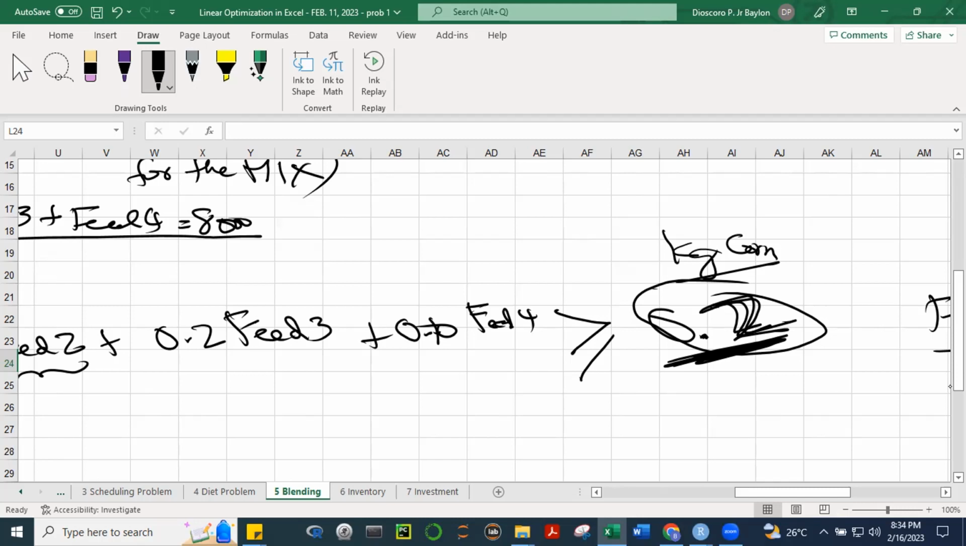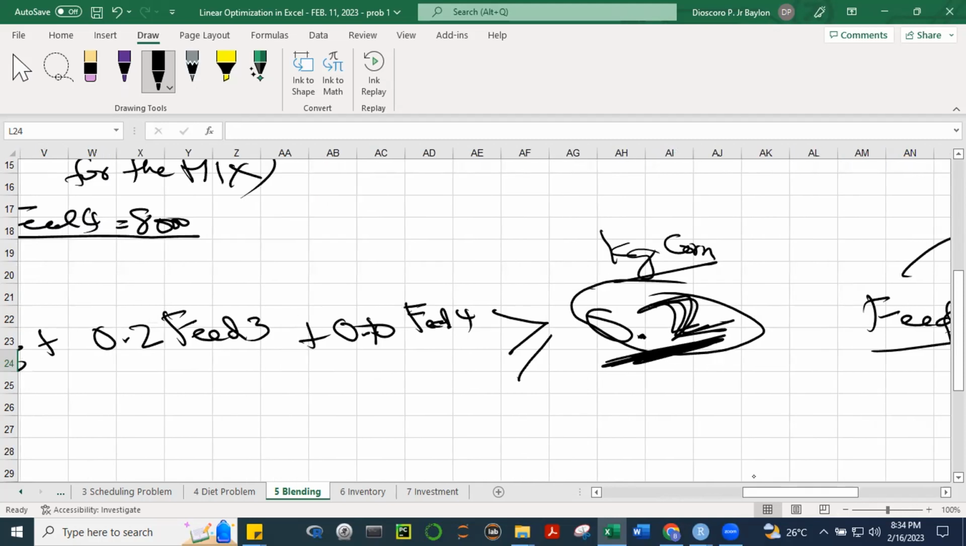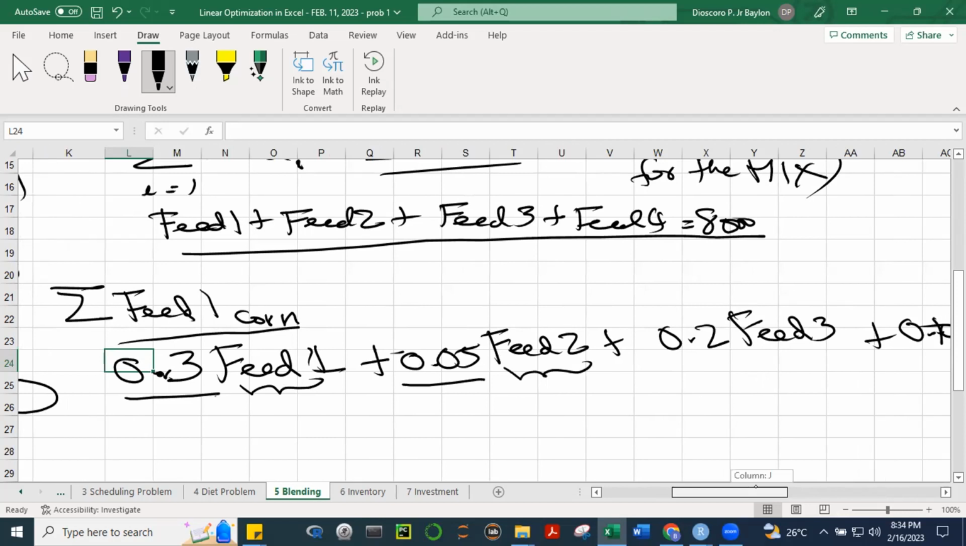Kasi ito, the point 2 here is in terms of percent, right? But if you're going to translate that in terms of kilograms of corn, and why do we need to translate that, class, into kilograms of corn? Why am I multiplying this by 8,000? So you're correct. It should be multiplied by 8,000, making this now 1,600. But why are we making this equal to 1,600? Why are we converting it into kilograms of corn? What's the reason for that? I know you know the answer.